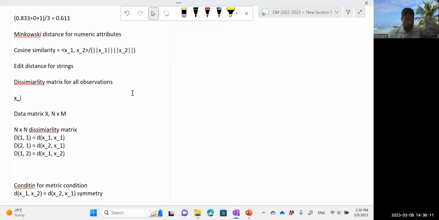Okay, so that I think would bring us to the end of the discussion on similarity and dissimilarity or proximity. So we talked about various functions as well as some conditions for it to be a metric. We also discussed the dissimilarity matrix, where you can fill in all the values at once for all the observations in your data set. So now let's move back to clustering.